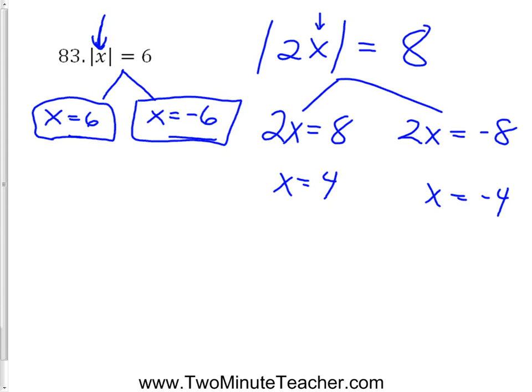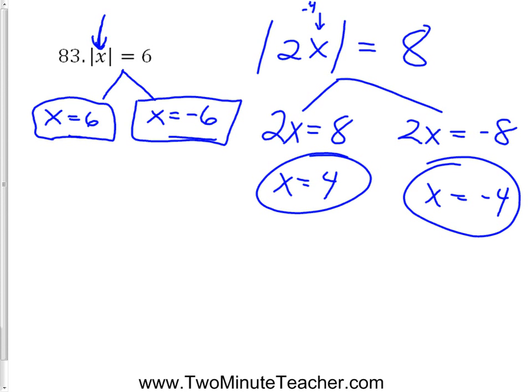That means if I stick in a 4, it should work. 2 times 4 is 8, and the absolute value of 8 is 8, so that worked. Or I could stick in negative 4. If I put in negative 4 here, 2 times negative 4 makes negative 8. Absolute value of that is 8, so it worked. So there's 2 answers. When you see an absolute value, you likely get 2 answers.